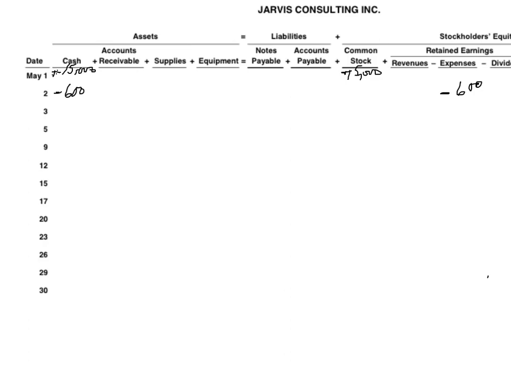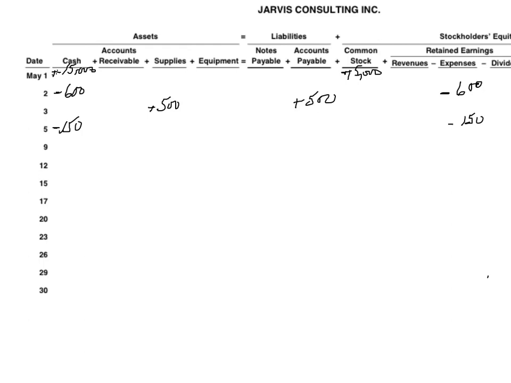Okay, three. Purchase $500 supplies on account. So my supplies go up $500. So May 3rd, supplies up $500, and my accounts payable goes up $500. So you see, we're still in balance. And I paid $150 to advertise in the newspaper. So negative, I paid cash, $150. And it's advertising expense, so it's negative $150 over here.